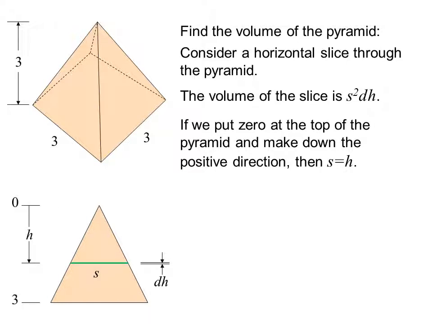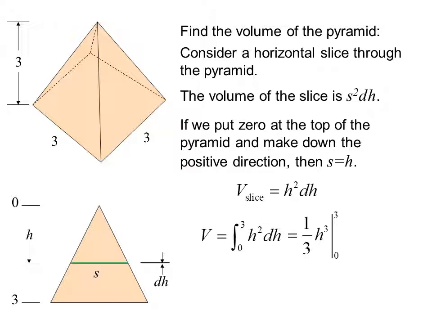If we put 0 at the top of the pyramid and make down the positive direction, then s equals h. The volume of a slice then is h squared dh. If we integrate from 0 to 3, h squared dh, we get 1/3 h cubed from 0 to 3, or 9.